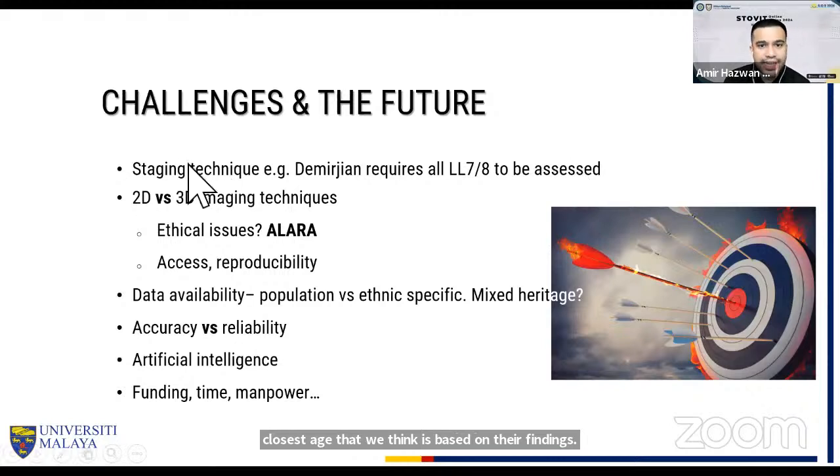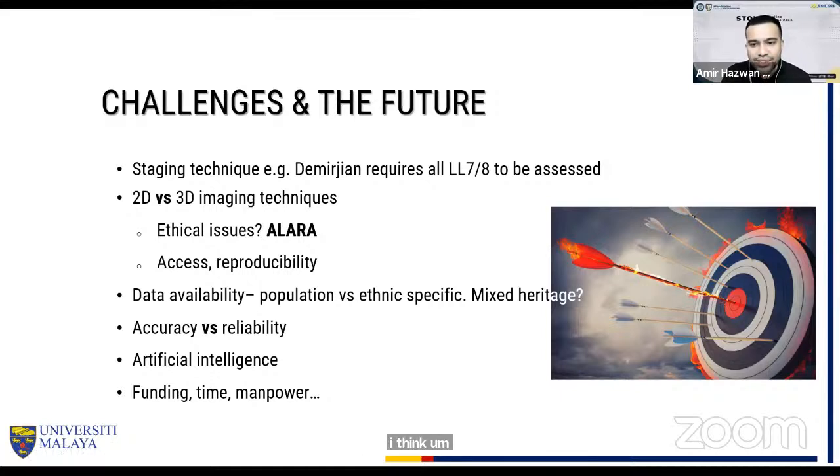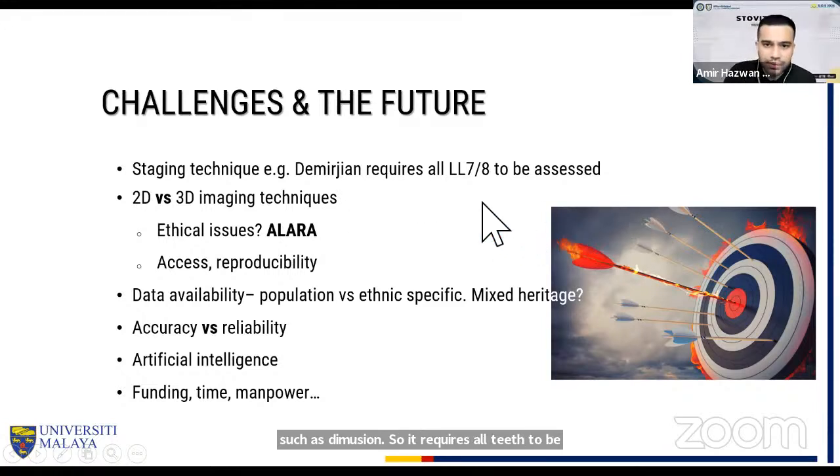So the challenges and the future with regard to dental age estimation: to come up with a new technique is very difficult. What we usually do is develop from the older or previous methods to get better precision. The challenge with staging techniques, such as the Bayesian, is that they require all teeth to be assessed. Sometimes you only need 7, sometimes you need all 8. So it's difficult when patients don't have all 7 or all 8 present in their mouth.